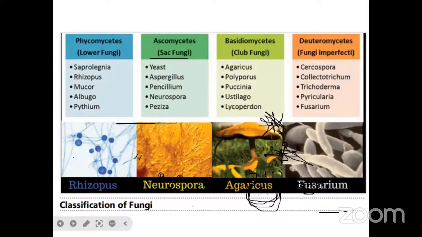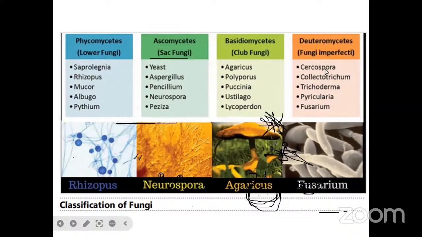Fungi are like algae. That's why we call them Phycomycetes. Examples are Saprolegnia, Rhizopus, Mucor, Albugo, Pythium. And Ascomycetes: yeast, Aspergillus, Penicillium, Neurospora. We use Neurospora crassa in genetic experiments and molecular studies, like Drosophila in animals. It is the molecular model fungus. The Basidiomycetes: Agaricus, Polyporus, Puccinia. We have studied Puccinia. Ustilago, Mycophodons, and Deuteromycotina.